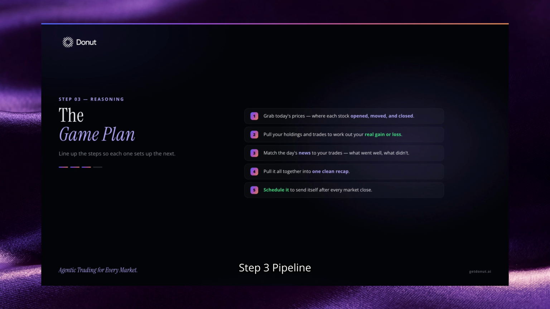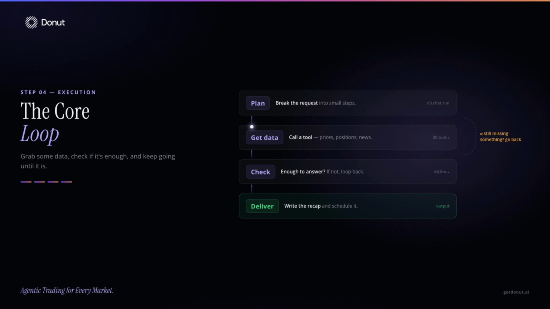Step 3. Pipeline. D0 pulls prices from both markets, computes real P and L from your positions, cross-references today's market events against your actual trades to generate one concrete takeaway, then sets a cron trigger for 7:30 a.m. daily. Step 4. Execute. D0 assembles the final output.